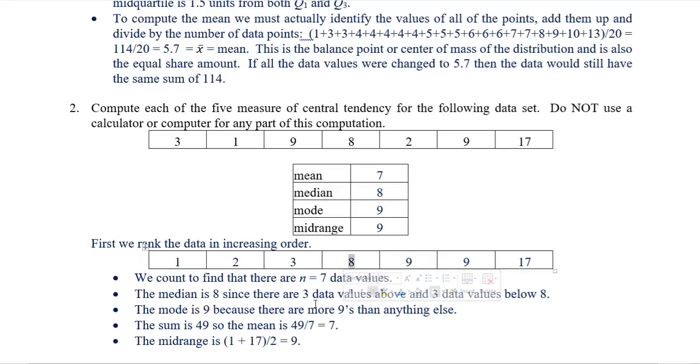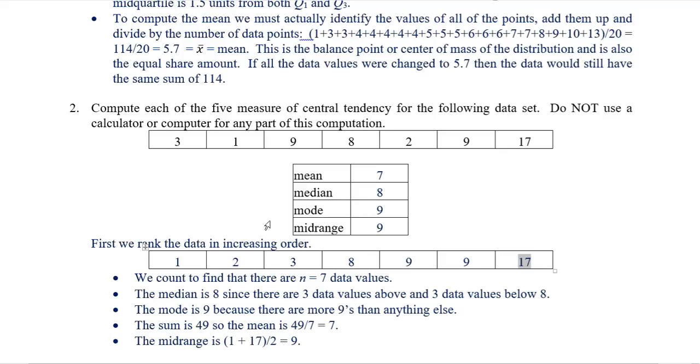Right there. The mode is 9 because it occurs more often than anything else. It occurs twice. Everything else occurs once, so that's the mode. What about the mid-range? You take the minimum, which is 1, and the maximum, which is 17, and go halfway between those. 1 plus 17 is 18, divided by 2 is 9, so 9 is the mid-range. The mid-range and mode are the same, but all the rest of the data values, besides those 2 9s and 17, are below that.